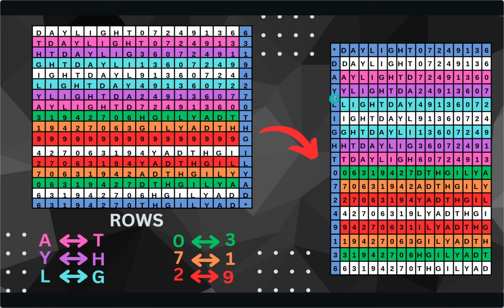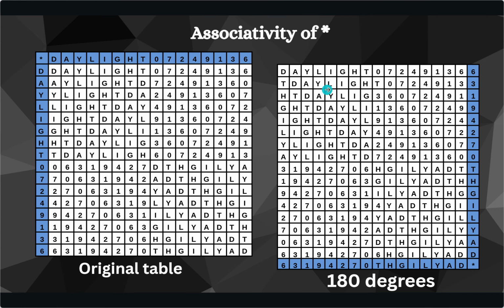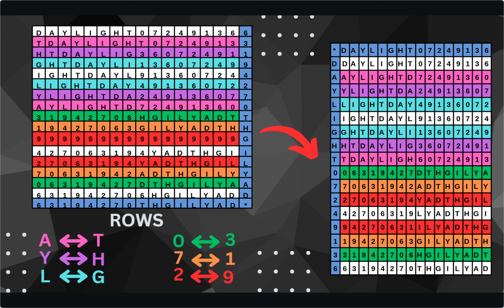After interchanging the rows, as you can see here, the original table, and if you compare the rotated table after we do the interchange, it's the same. Therefore, it is associative.